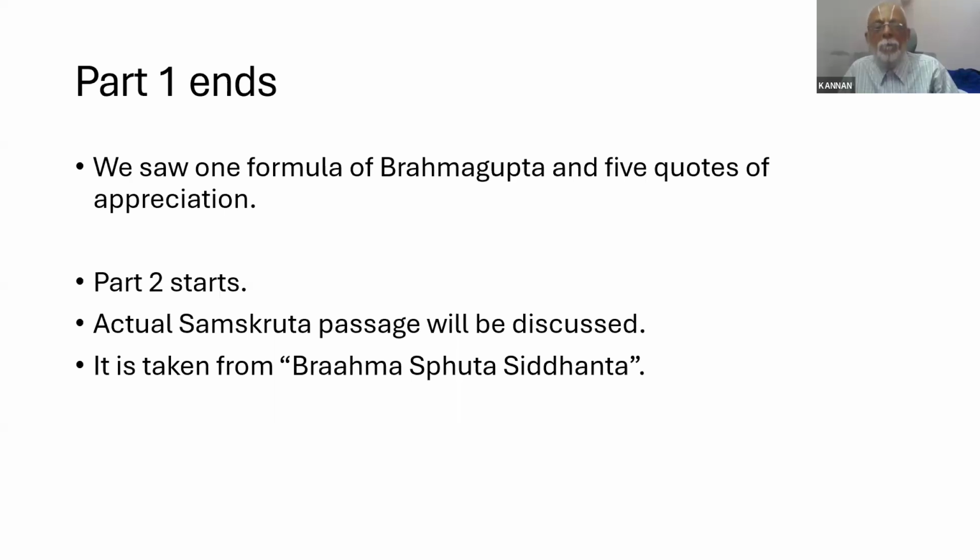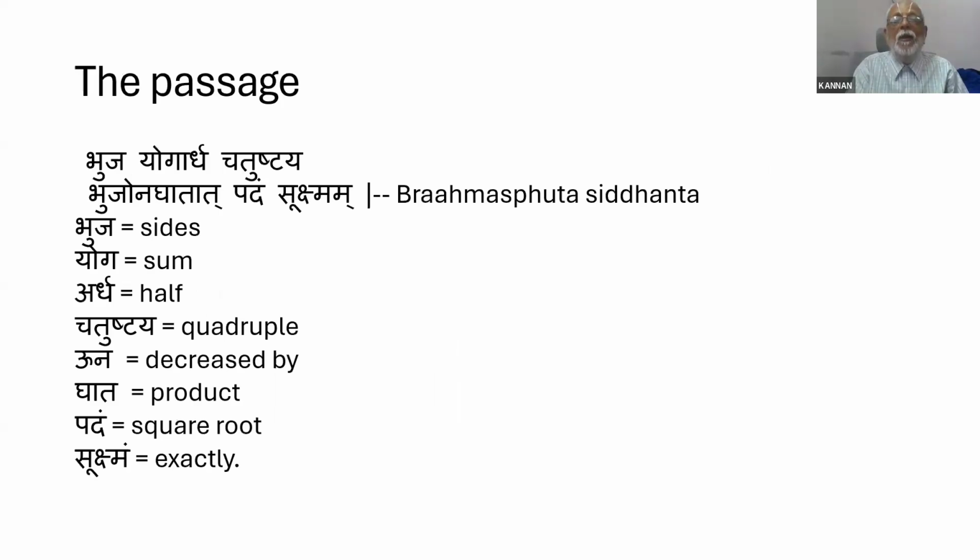We are going to the book Samskruta Siddhanta, a very famous book, more famous in those days. The passage which describes this formula, I am reading it. Bhujayogardha chatushtaya bhujo naghatat padam sukshmam. This is only half of a verse. This verse is in Arya meter. And it should be noted that all the 1008 verses of Samskruta Siddhanta are in the same meter.